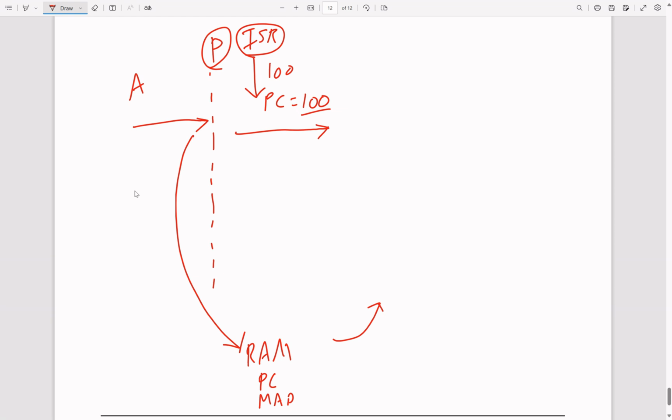When it gets to the end, that's when we can actually load A back in. So we're loading back the contents of the PC, the MAR, MDR, CIR. Loading all this back in, and then A can just continue executing from the point it was at.